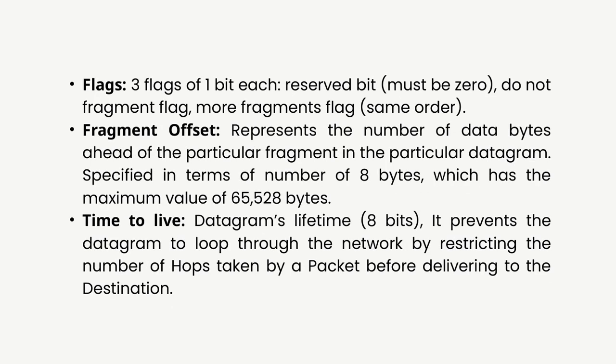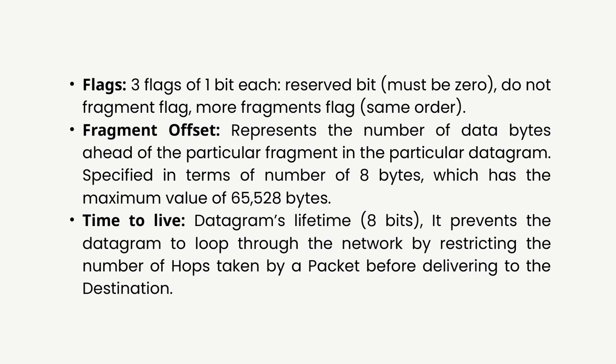Let's start by looking at the flags. There are 3 flags, each of which is just 1 bit. The first is the reserved bit, and it's important to remember that this must always be 0. Then we have the do not fragment flag, which tells routers whether they are allowed to break the packet into smaller pieces. The third is the more fragments flag, indicating if there are additional fragments that follow this one. The order of these flags is quite significant because they work together to control how data is broken up and reassembled.